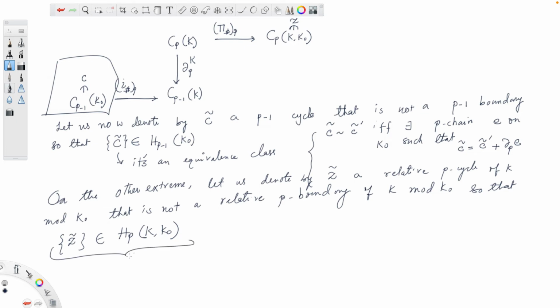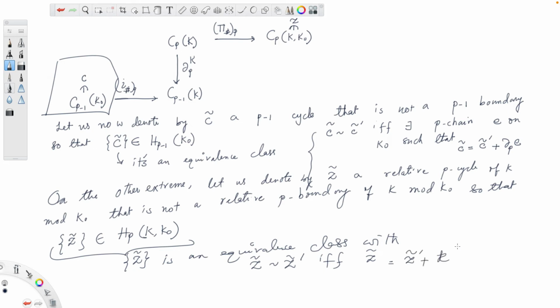Okay, so it means that Z tilde is an equivalence class, with Z tilde equivalent to Z tilde prime if we can write Z tilde as Z tilde prime plus kappa, with kappa being a relative p boundary of K mod K0. Okay.